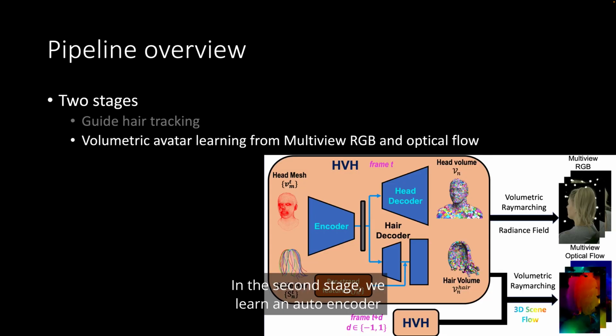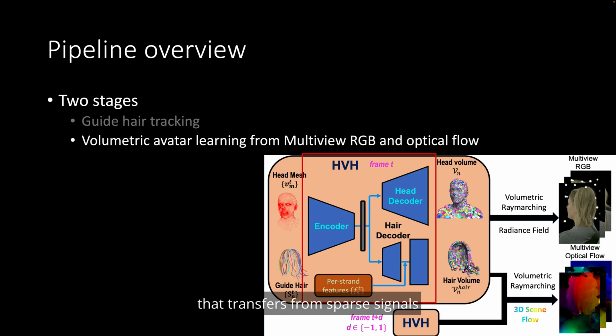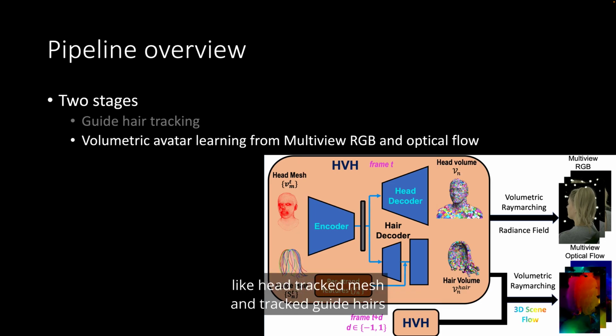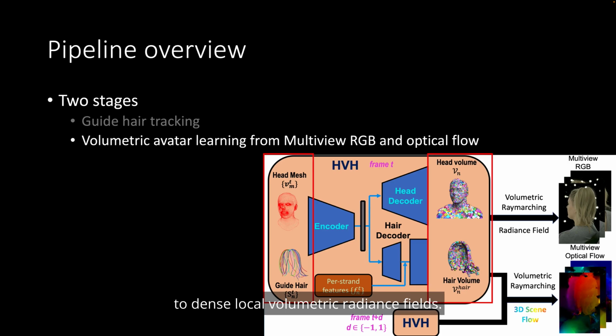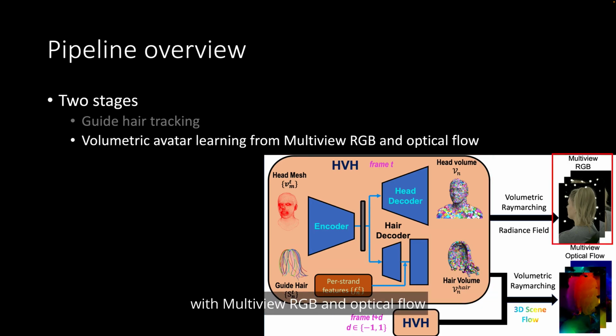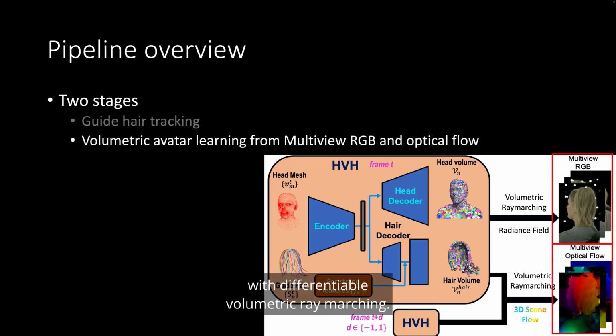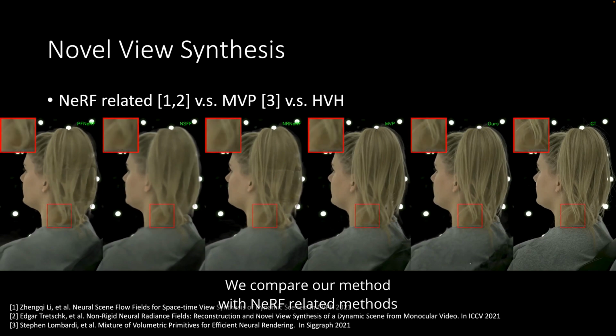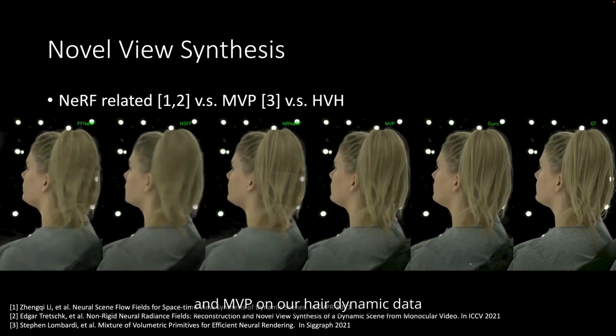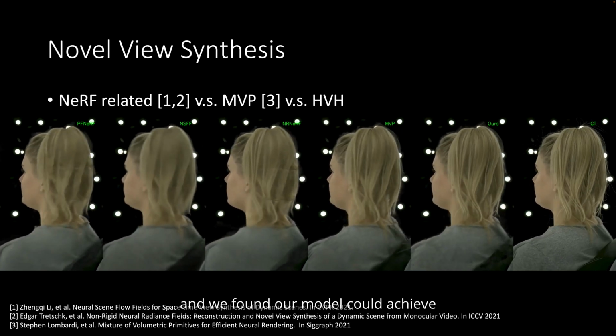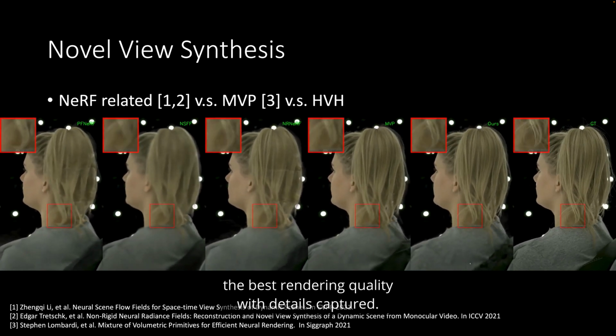In the second stage, we learn an autoencoder that transfers from sparse signals like the head tracked mesh and tracked guide hairs to dense local volumetric radiance fields. The whole model is learned with multi-view RGB and optical flow with differentiable volumetric remarching. We compare our method with NeRF-related methods and MVP on our hair dynamic data for novel view synthesis, and we found our model could achieve the best rendering quality with details captured.